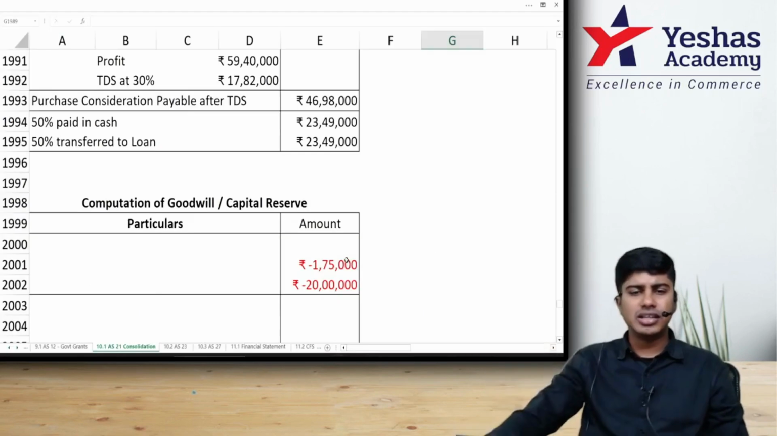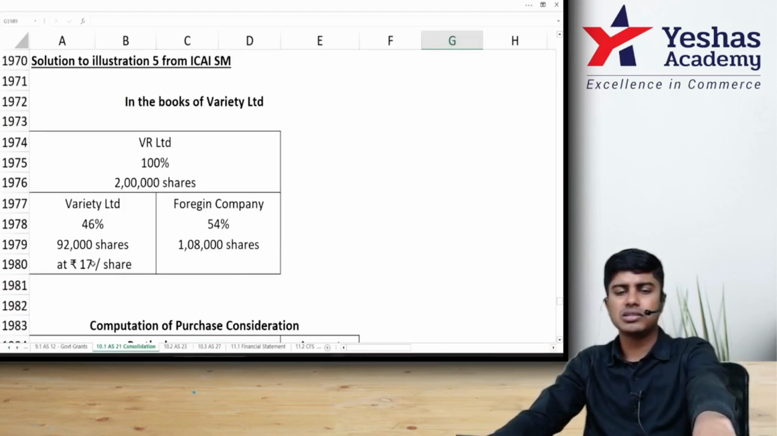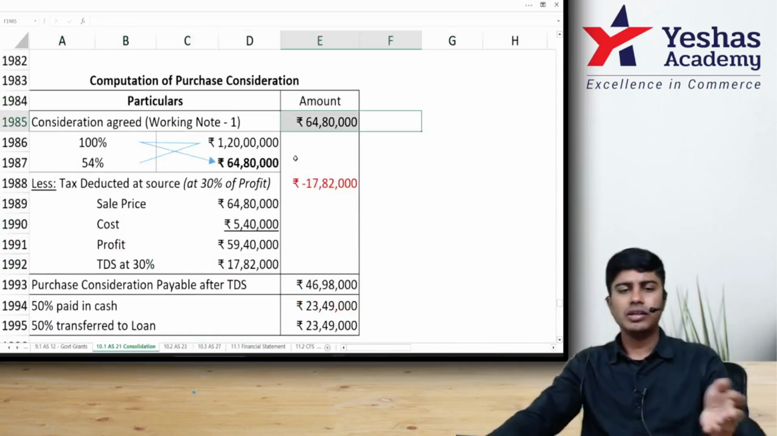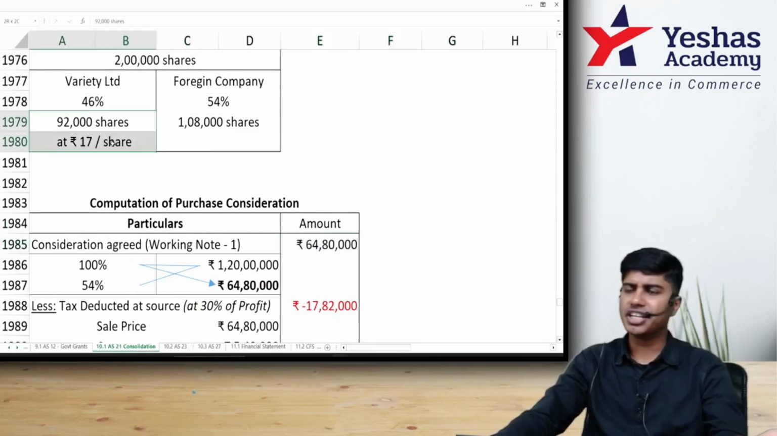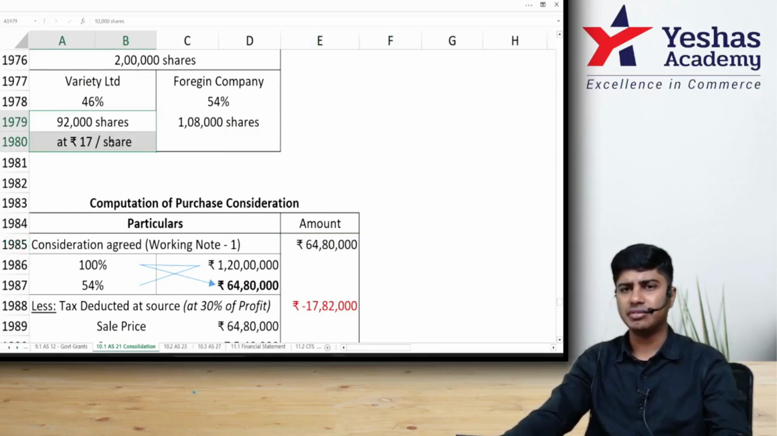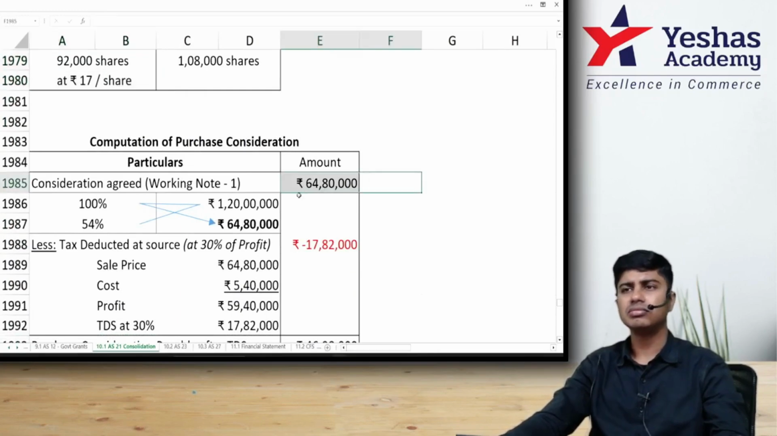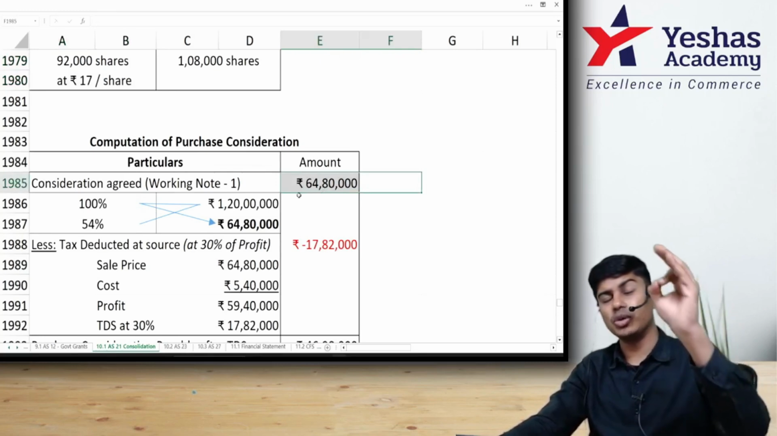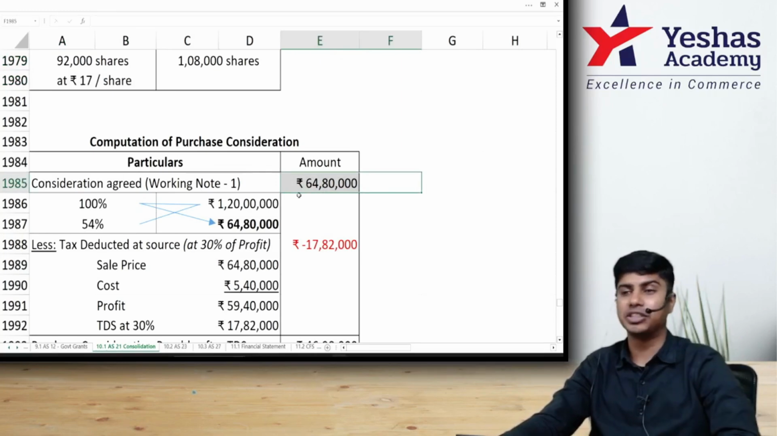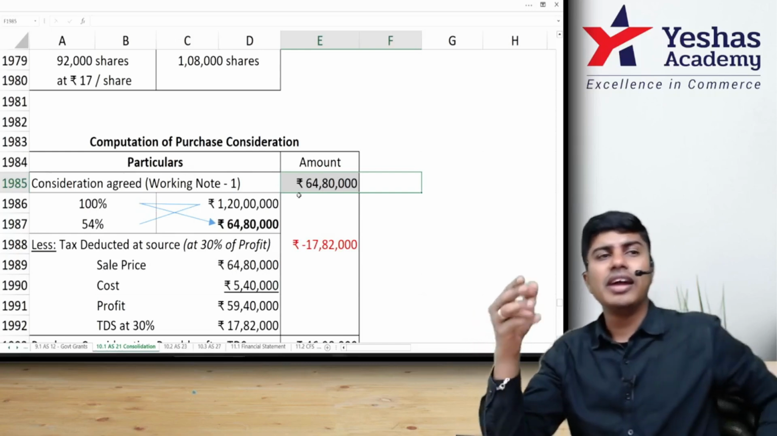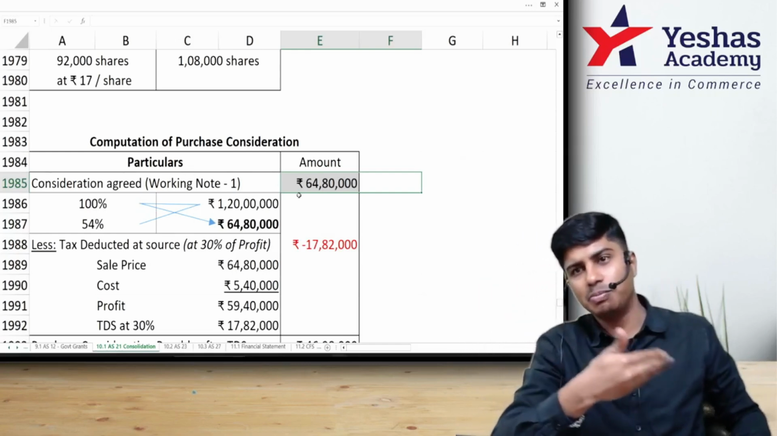I acquired a certain number of shares, 46%, by paying 17 rupees per share, and 54% by paying 64 lakh 80. Add both. Add my 92,000 shares into 17, 15 lakh plus 64 lakh 80, which is 80 lakh 44,000. That is the total consideration that I have given to buy that company's shares. 100% is with me now. 80 lakh 44,000 is my purchase consideration.